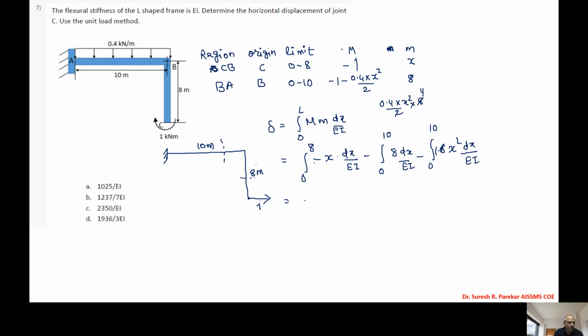Now if you calculate these values, the first value you will get is minus 32 upon EI. The second value you will get is minus 80 upon EI. And the third value you will get is minus 1600 upon 3 EI. And if you calculate this value, you will get minus 1936 upon 3 EI. The minus sign shows the displacement is not towards the right, it will be towards the left. So we have option D.